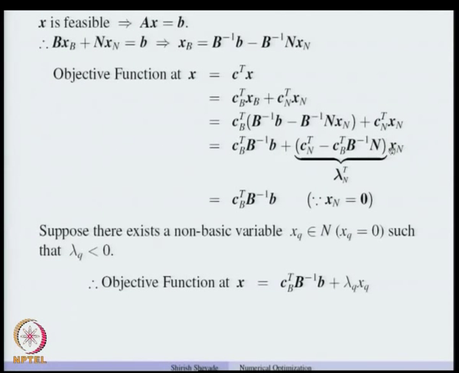So, let us assume that we are not interested in the remaining non-basic variables. Their lambdas could be negative, positive or 0, but we are at the moment interested only in one non-basic variable, which is xq, for which lambda q is less than 0. So, the objective function can be written as cB transpose B inverse b plus lambda q xq, and remember that lambda q is less than 0. So, currently the value of xq is 0. Now, if we increase xq from 0 to some positive quantity, the objective function value is going to decrease. Of course, we will move from x to some other new point in that process, but there is a scope for improvement in the objective function, or decrease in the objective function, if xq is increased from 0 to some positive quantity.